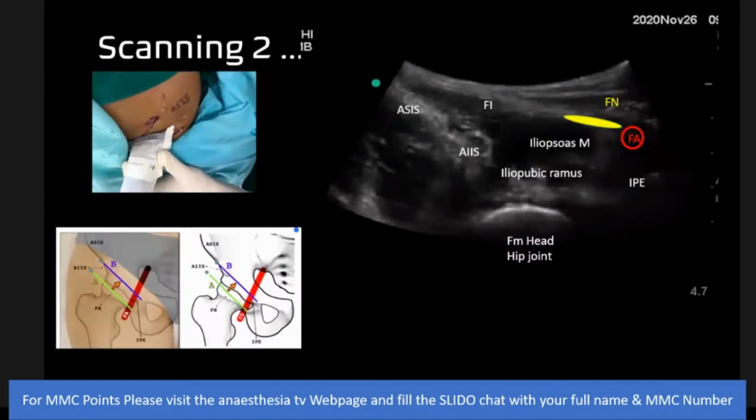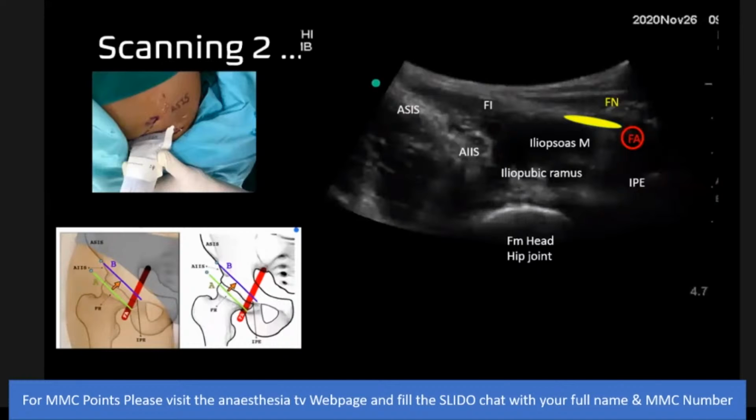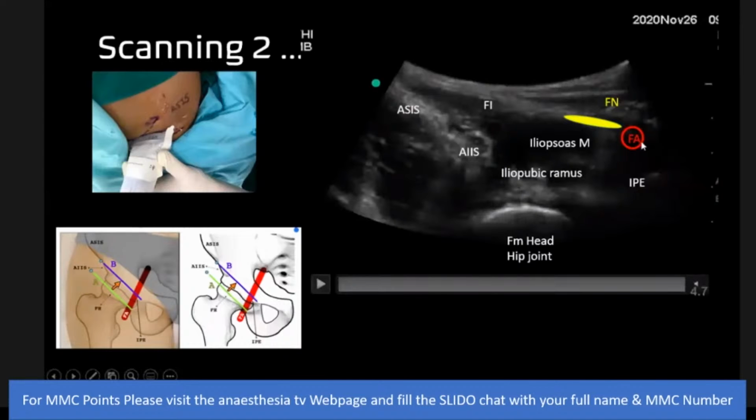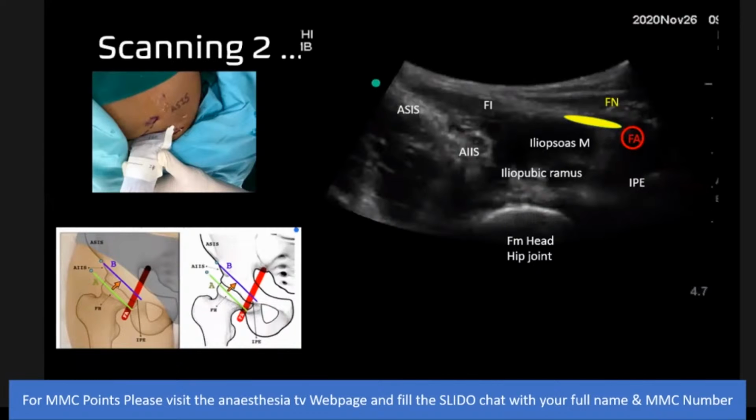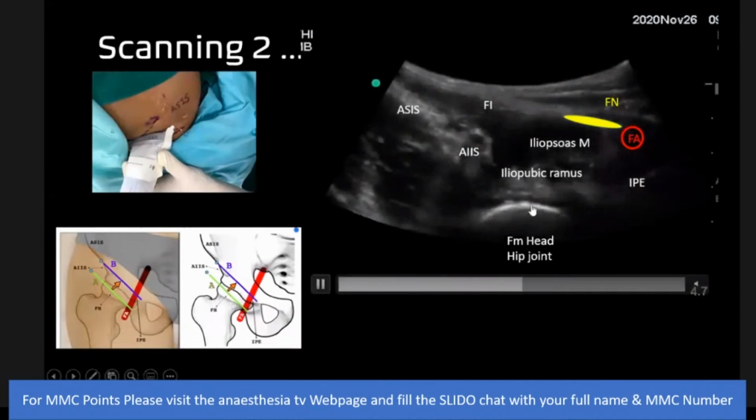The second technique has a slightly different sequence. The probe is placed in oblique orientation over the femoral artery so that it is roughly parallel to the iliopubic ramus. The femoral artery is the first thing we need to identify in this scan. Then we need to identify the iliopsoas muscle and the femoral nerve. Then we try to visualize the underlying hyperechoic bone.